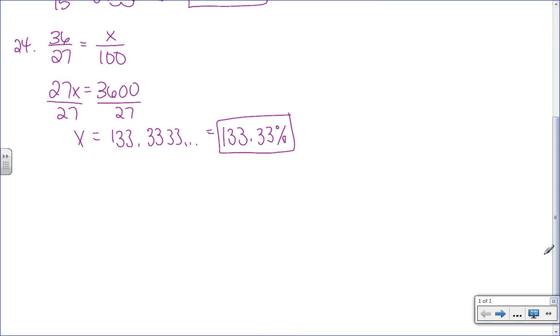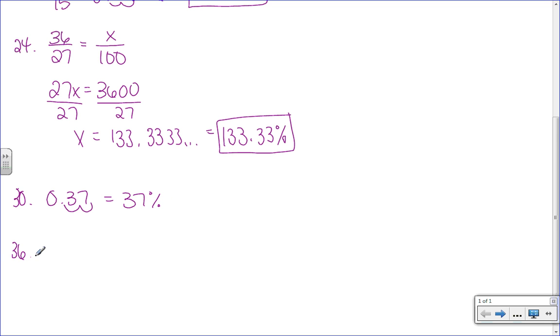The next even problem is number 30. Number 30 says write each decimal or fraction as a percent, round to the nearest tenth if necessary. And number 30 is 0.37. Well, we know to change this to a percent, we just move the decimal place over twice, so that is 37%.